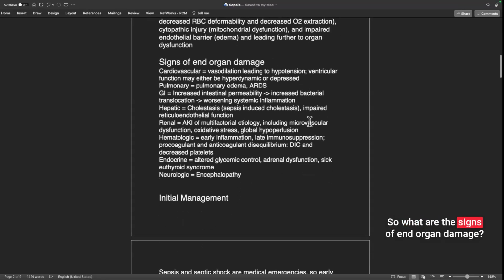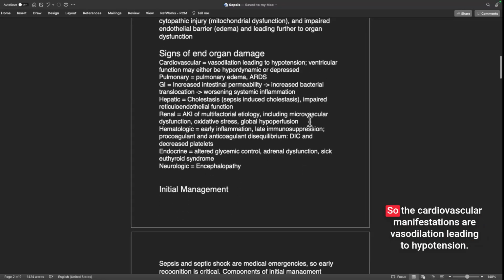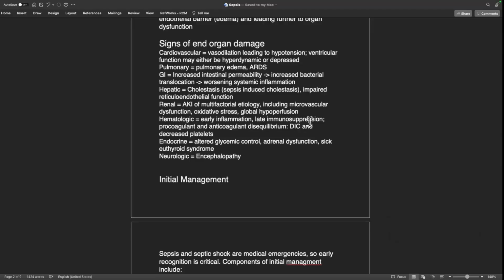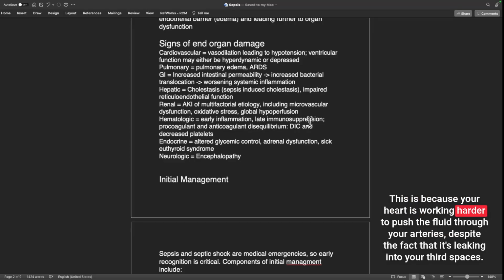So, what are the signs of end organ damage? So, the cardiovascular manifestations are vasodilation leading to hypotension. Ventricular function may either be hyperdynamic or depressed. Why is this? This is because your heart is working harder to push the fluid through your arteries, despite the fact that it's leaking into your third spaces.